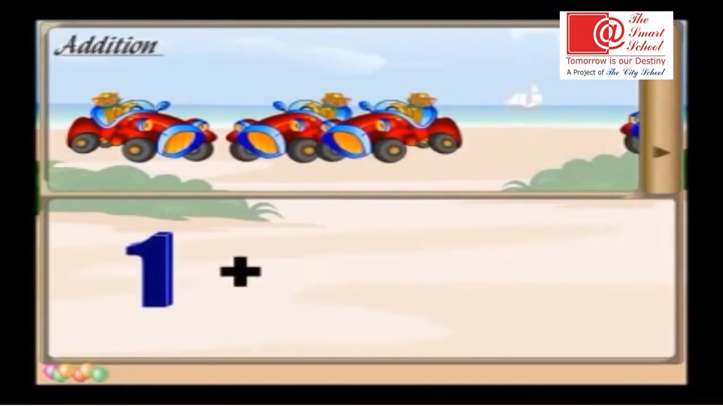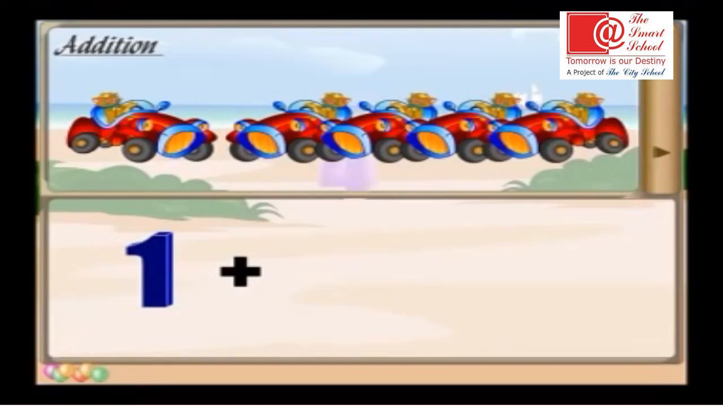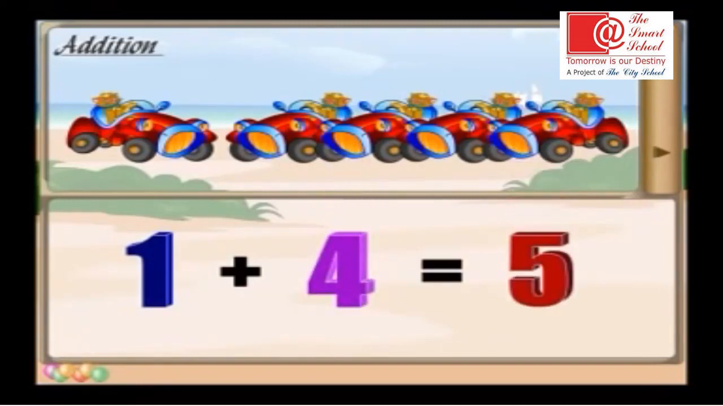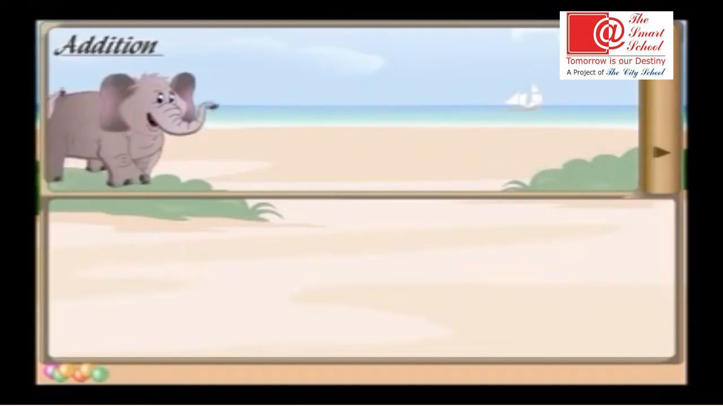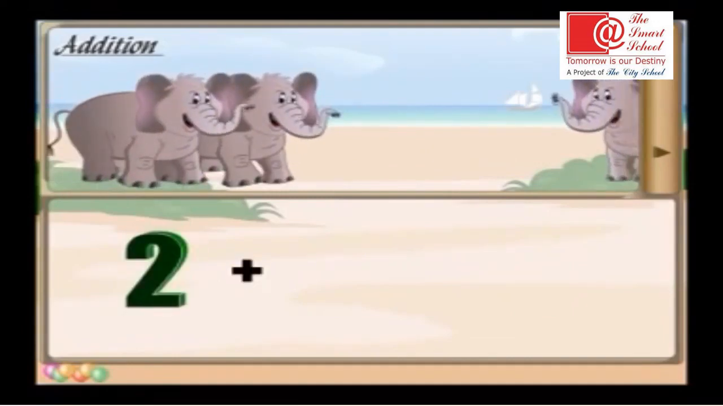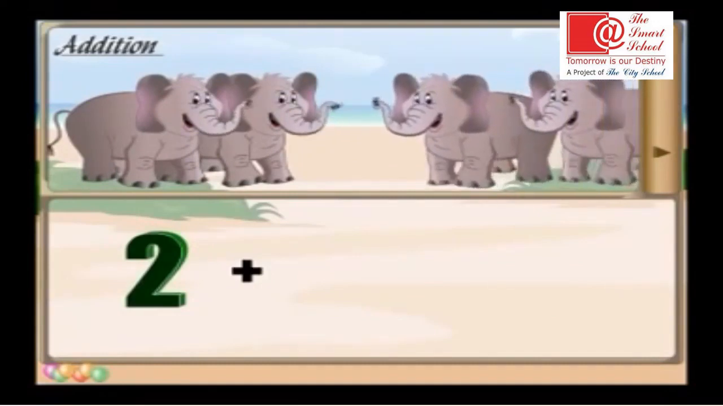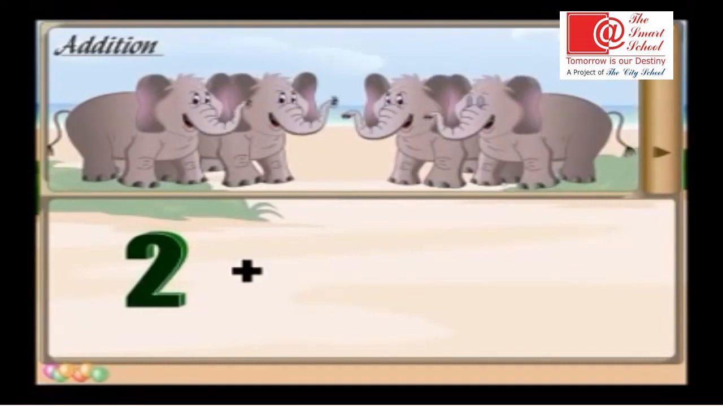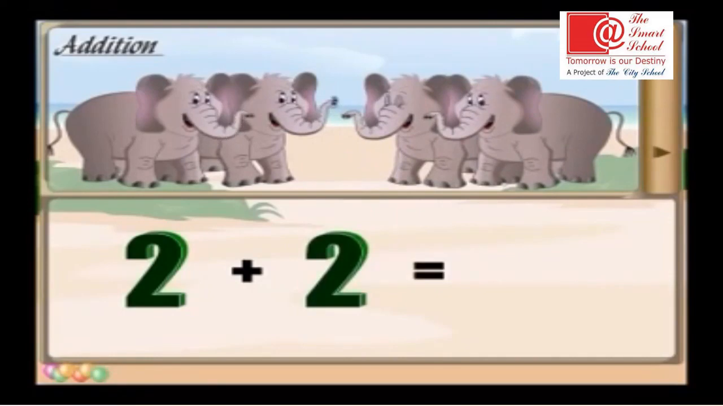See a wonderful sight. 1 cat driving a car. Oh, there are 4 more. That's good. 1 plus 4 is equal to 5. Here come two elephants. Look, two more friends have joined them. So now there are 4 elephants. 2 plus 2 is equal to 4.